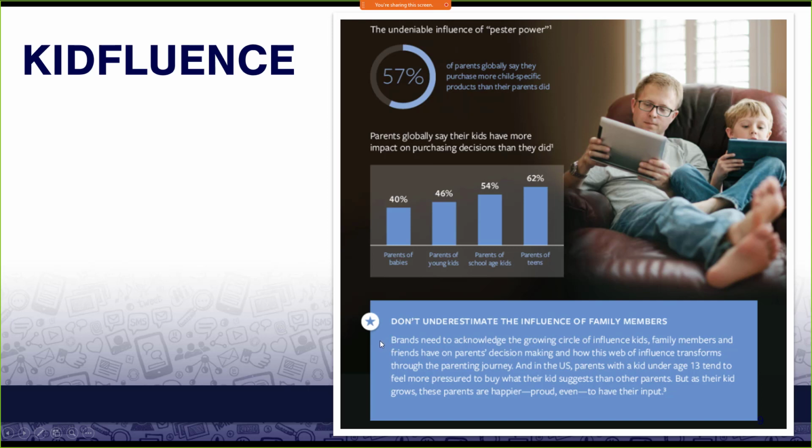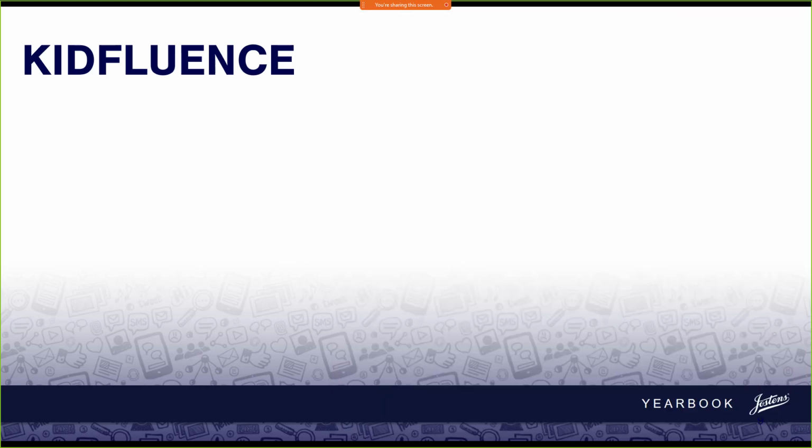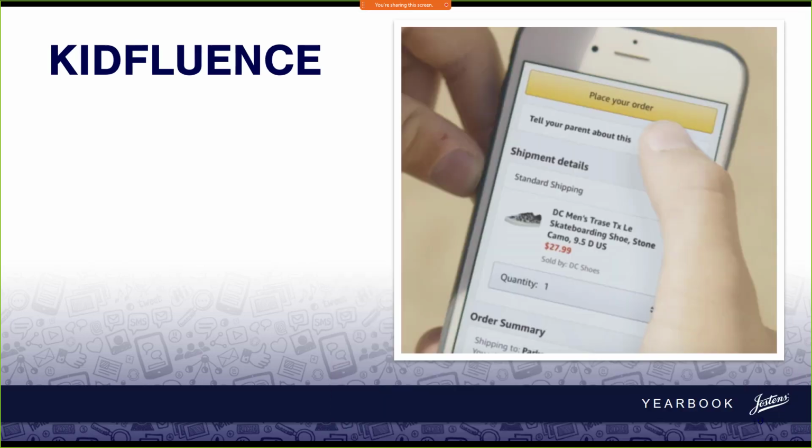I'm just going to read this line here. Brands need to acknowledge the growing circle of influence kids, family members, and friends have on parents' decision making, and how this web of influence transforms through the parenting journey. One way that this is really manifesting is a tool called Amazon Teen. Amazon saw that, yes, kids do have this influence, and they wanted to put power in their hands. So one of the things they did was create a login where you could be affiliated with your parents' account.